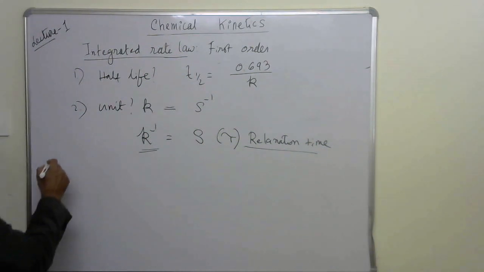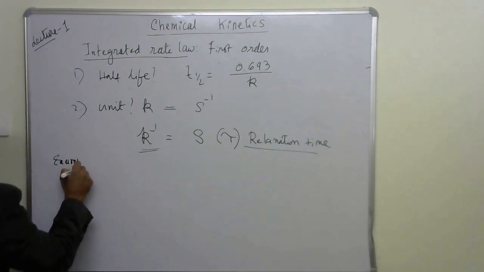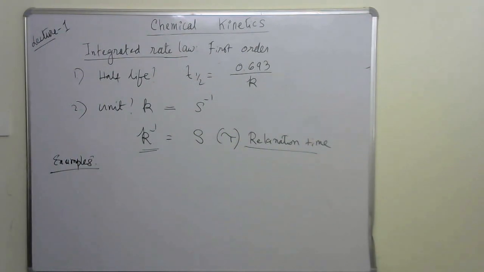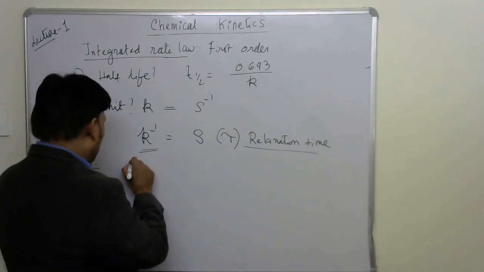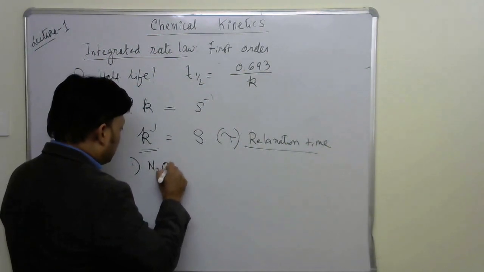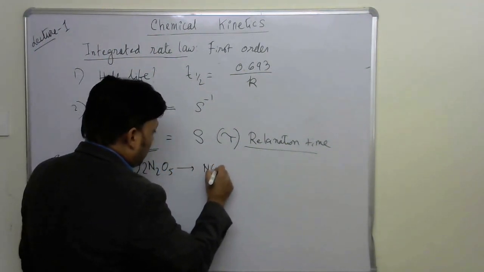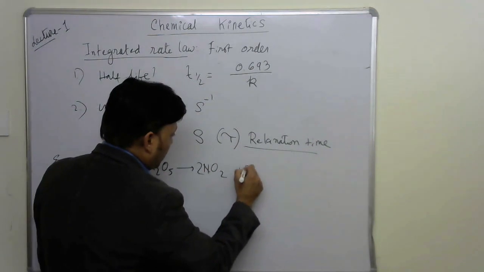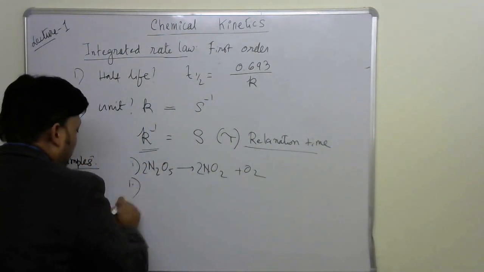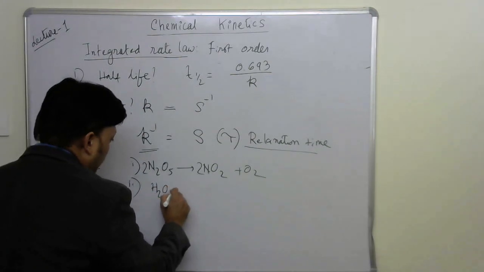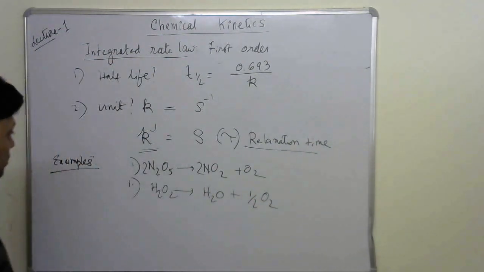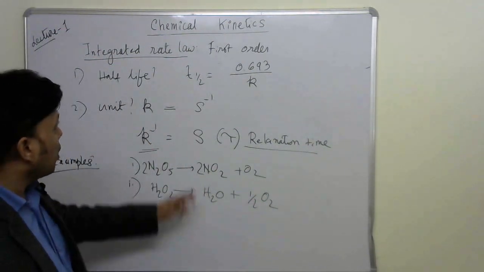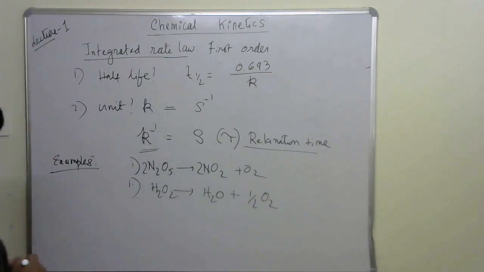Now the question is, what are the examples? The examples of the first order reaction are this one. We have already learned it is the dissociation of N2O5. It dissociates into nitrogen dioxide and oxygen. This is one example, and another example is the dissociation of H2O2, which dissociates into H2O plus oxygen. These are all the classical examples of the first order reaction.